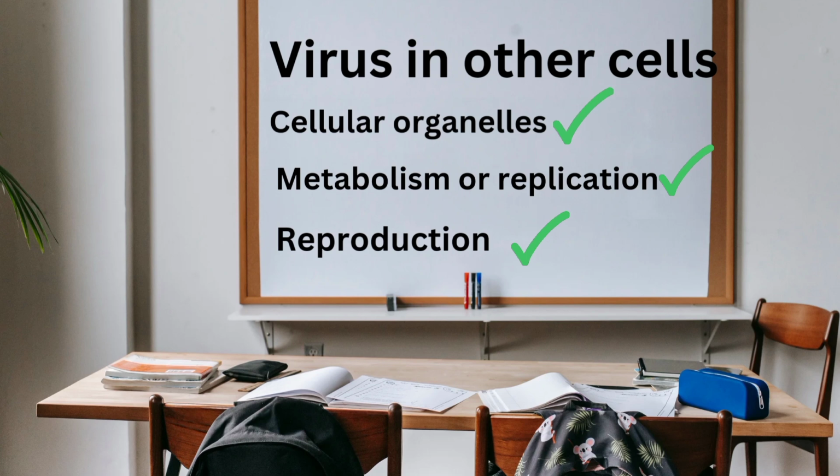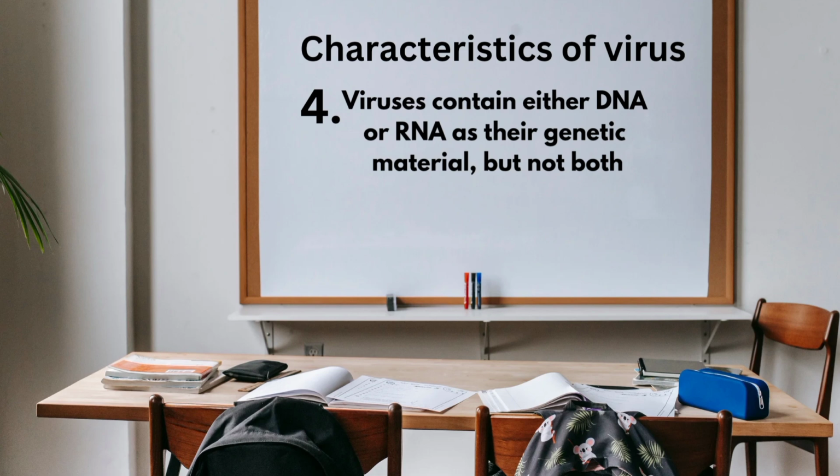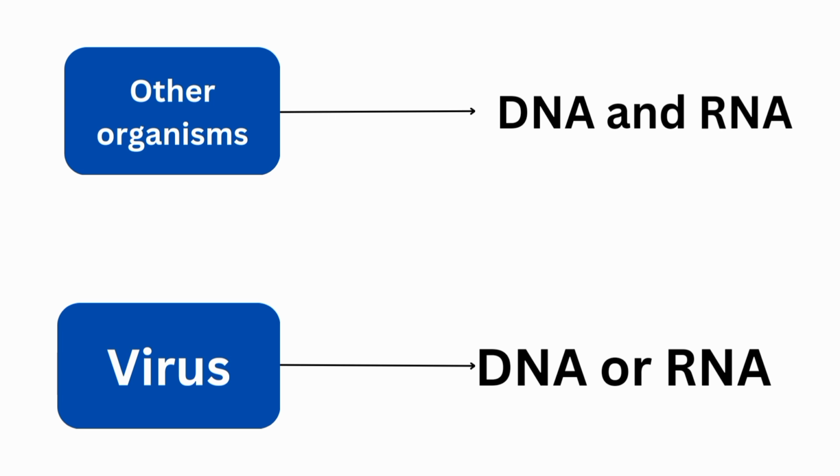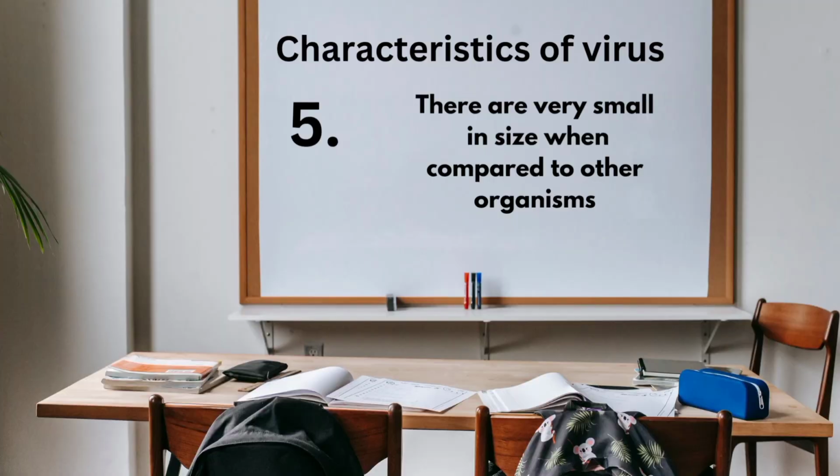Meanwhile, the only living characteristic of viruses is their ability to reproduce. This is done only when they invade other living organisms and utilize their cellular machinery. On the next characteristic of viruses, they contain either DNA or RNA as their genetic material, but not both. This means that a virus can contain only DNA or only RNA. Other organisms, be it bacteria, protozoa, and the rest, can have both RNA and DNA at the same time. The last on the list is that they are small in size compared to other organisms. And for general knowledge, always remember that viruses are the smallest group of organisms.